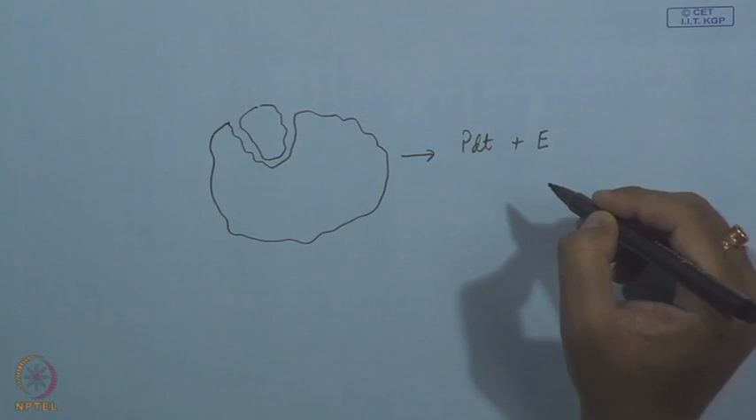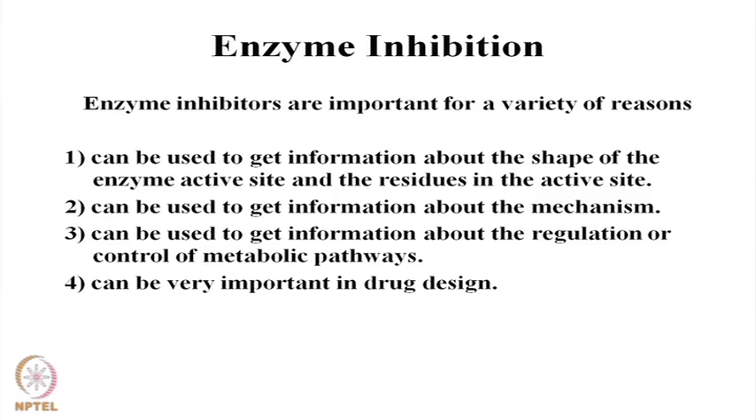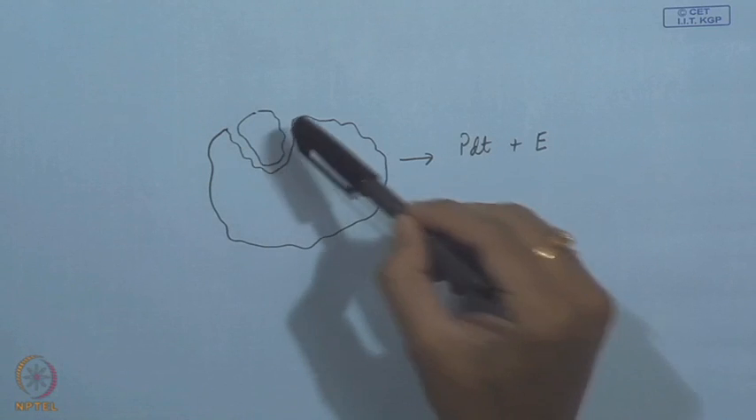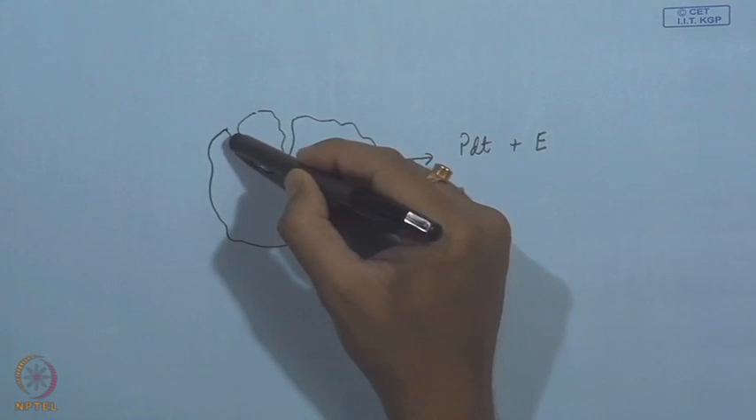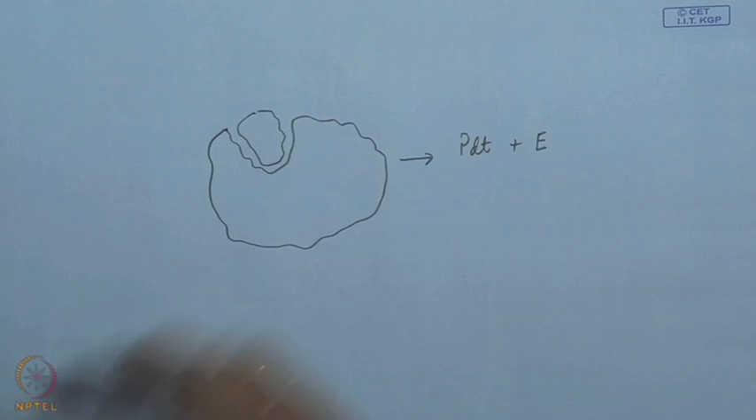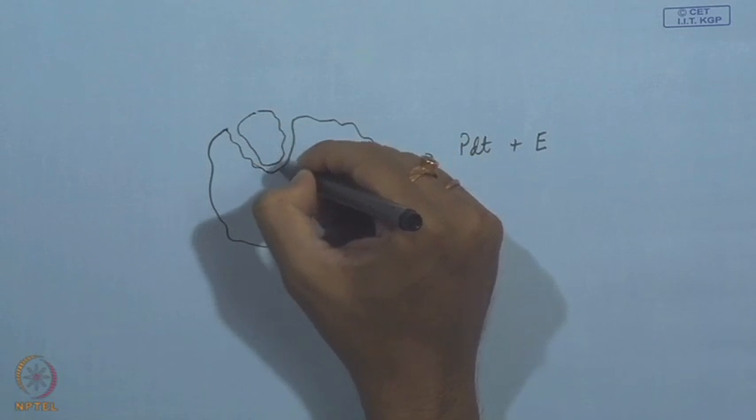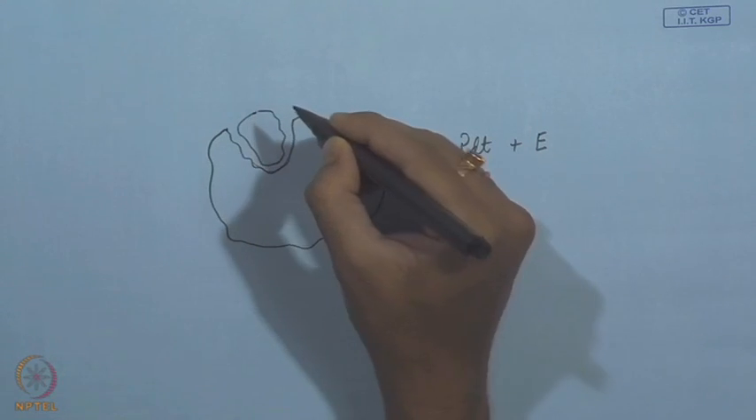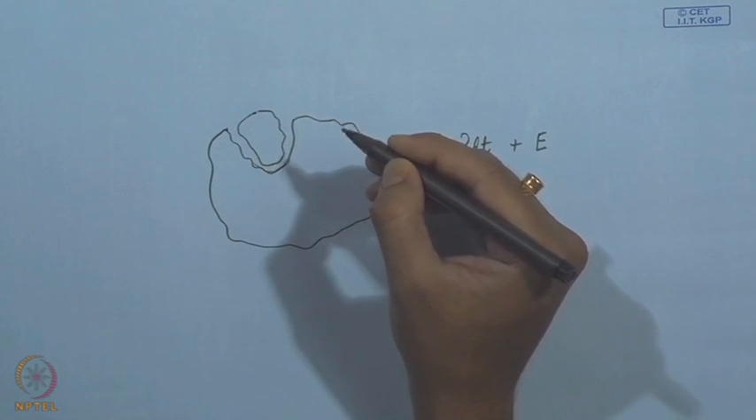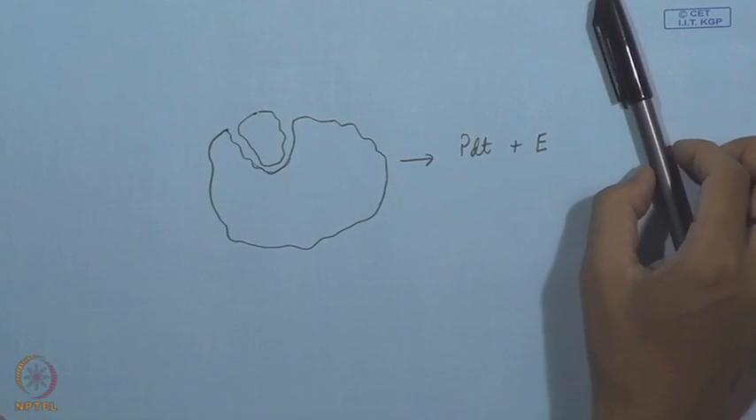So inhibitors are used to find information about the shape of the enzyme active site and the residues in the active site. There are residues in these active sites, maybe in this region, which is the active site. We can get information about which residues are there and which residues are more important compared to the others.